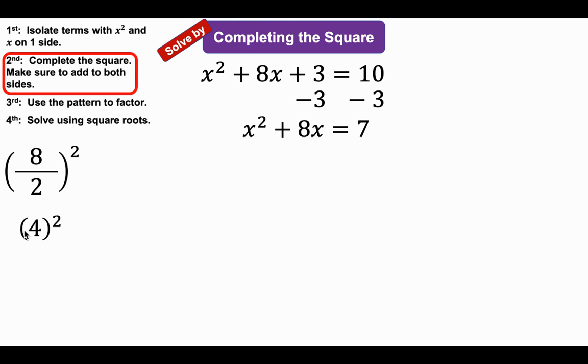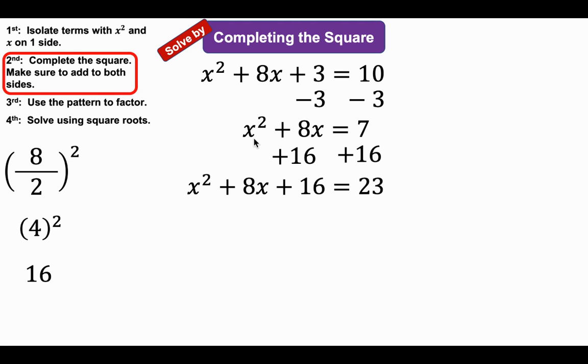So 8 divided by 2 is a 4. 4 squared is a 16. That is what I'm adding on to here. So I have to add a 16 to the left. But since I have an equation, I have to add it to the left and I have to add it to the right because I have to keep this equation balanced. None of these are like terms, so I'm just going to rewrite x squared plus 8x plus 16. 7 plus 16 is a 23.